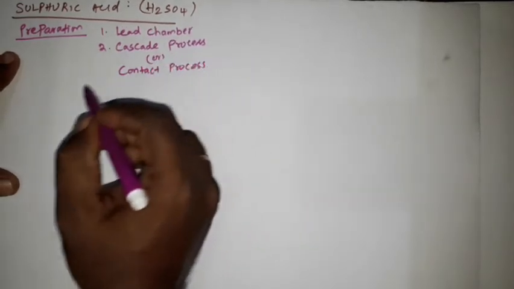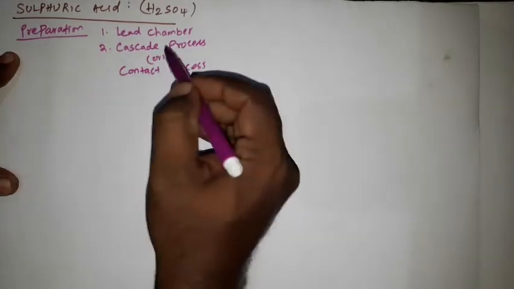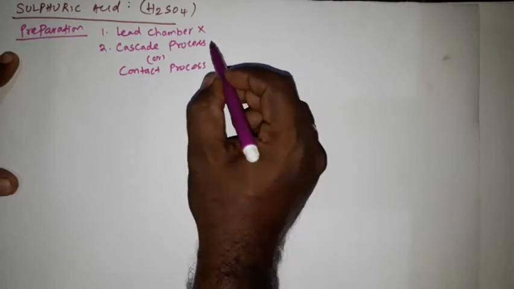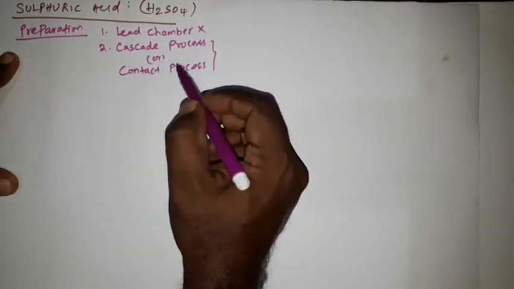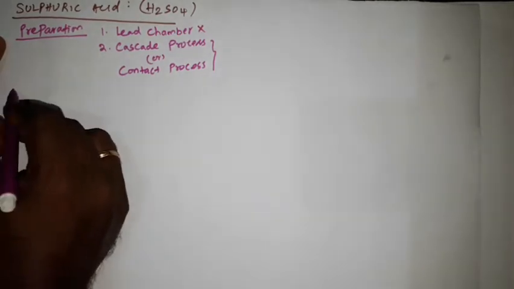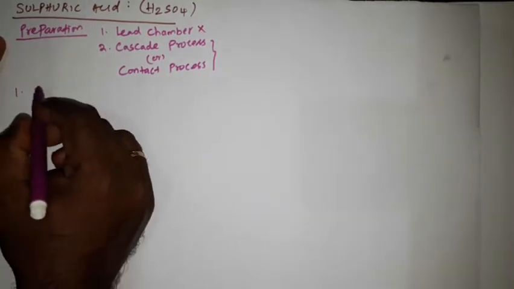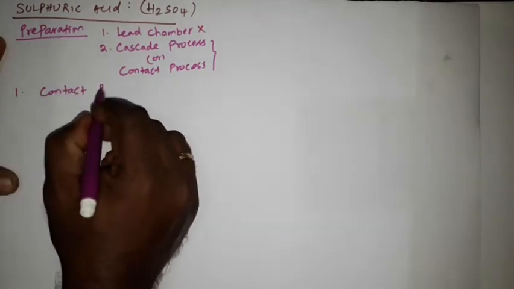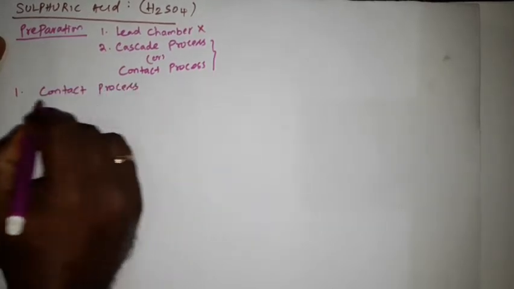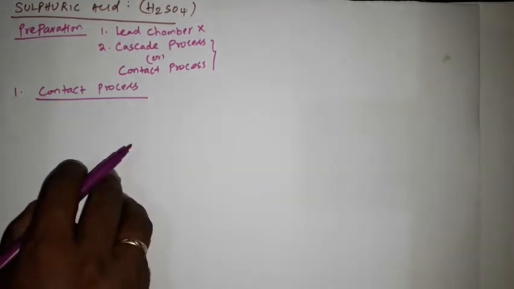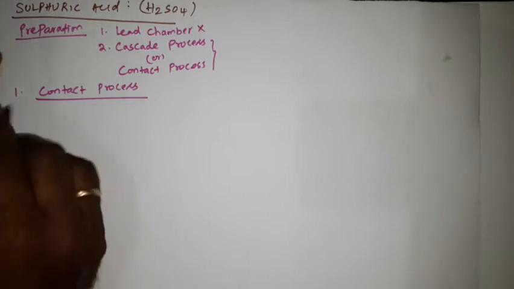Okay. In your syllabus, we are not going to learn about this lead chamber method, but we are going to learn about this cascade process or contact process. So the method we are going to learn is contact process. This question is very important in the preparation of sulfuric acid. So there are some steps. You have to follow the steps.